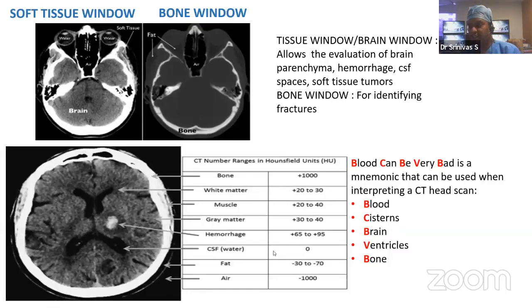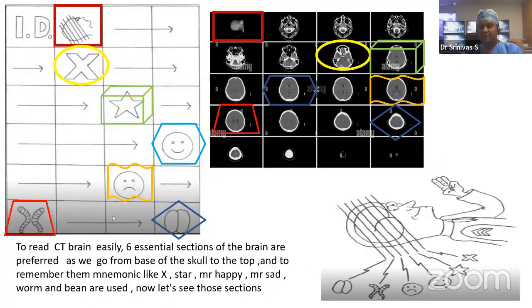While reading a CT scan, I usually prefer the mnemonic: Blood can be very bad. That means I usually prefer to see whether blood is present in the CT scan initially. Then I will look for the cisterns, then the brain parenchyma, then ventricles, and then the bones. When we get a CT scan, we usually see a lot of images, and it is very difficult to know which image is what if we don't have any systematic approach for reading the CT scan.